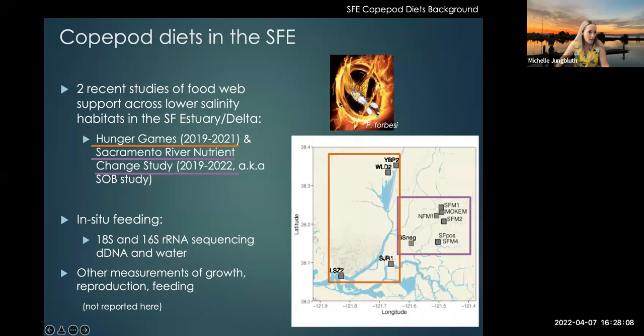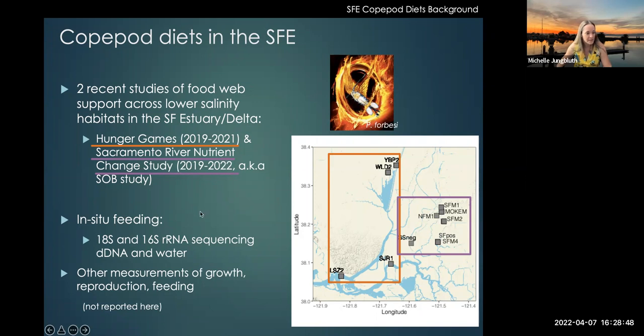We'll see. So moving forward, there were two recent studies. I'll talk mainly about one of them, the preliminary results from one of them, where we're investigating what actually provides food for our copepods. One of them we lovingly called Hunger Games, which I helped design this lovely logo for. The second one is called the Sacramento River Nutrient Change Study, AKA SUNS Baseline, shown here in orange and purple respectively.